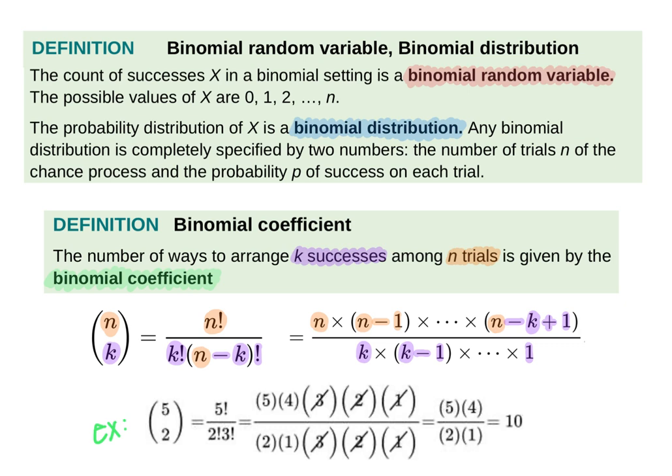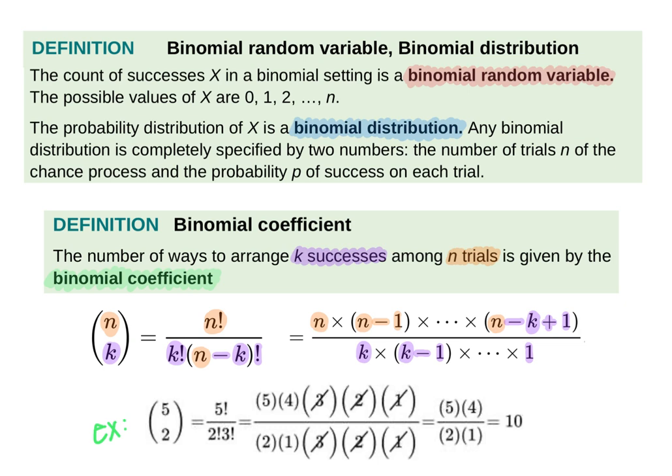One important piece of that is something called a binomial coefficient. That is the number of ways to arrange k successes among n trials, and that's given by this equation here. You may have seen this as a probability combination before. Essentially, if you know however many trials you have, you do n factorial. So if it was 4, you do 4 times 3 times 2 times 1, because that's what a factorial is.